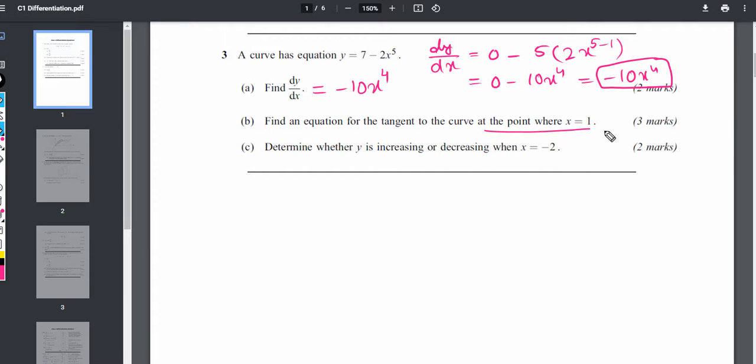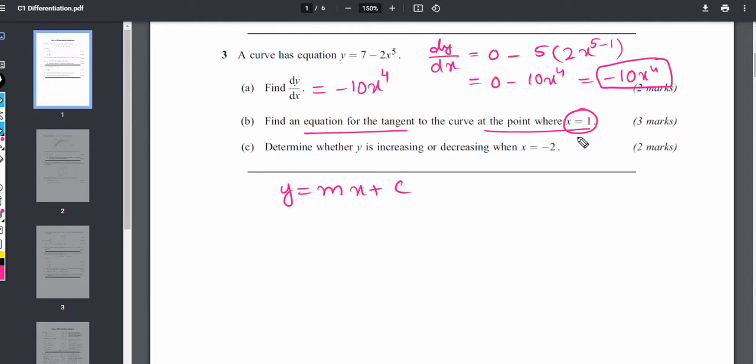So remember, as I've told you in the basic concept, that the derivative only gives us the information for the gradient, but in part B we have to find out the equation for the tangent. So in order to find out the equation for the tangent, we have to use the standard equation, that is y equals to mx plus c at x equals to 1.